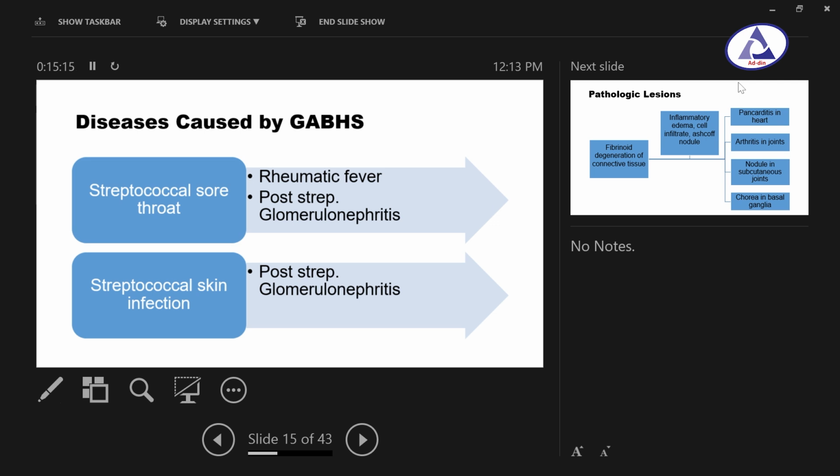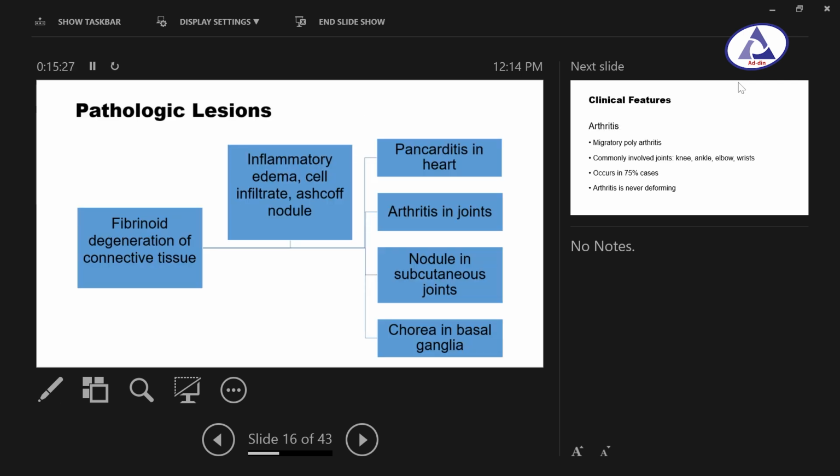It is important to know that this is a type 2 hypersensitivity reaction, actually an autoimmune disorder. What are the pathological lesions? The pathological lesion is fibrinoid degeneration of the connective tissue. When there is damage to the organ, fibrinoid degeneration develops, along with inflammatory edema, cell infiltrate and Aschoff's nodule.